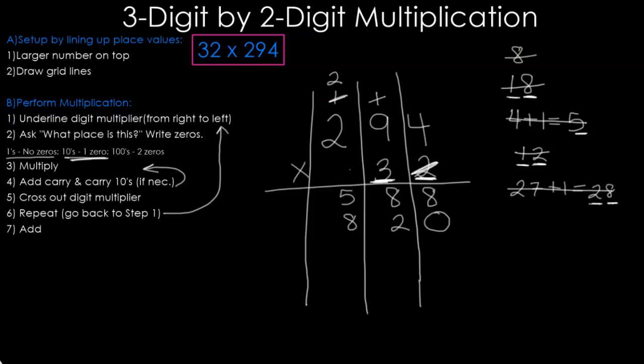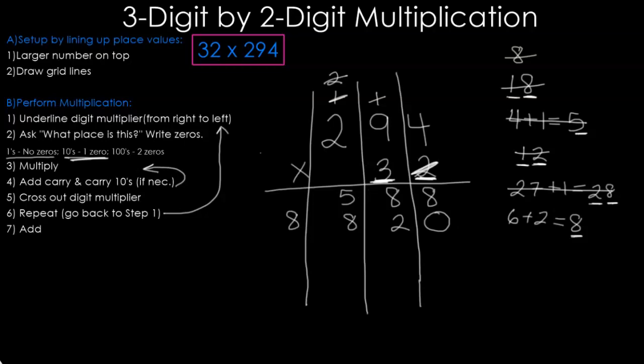Okay, back to step 3, multiply. 3 times 2 is what? 6. Do we need to add a carry? Yep, we sure do. We have this 2 up here. So let's write it, cross it out. We're done with it. 6 plus 2 is what? 8. Okay, do we need to carry the tens? No, this is a single digit. It's a ones place. So we write the ones, nothing to carry.